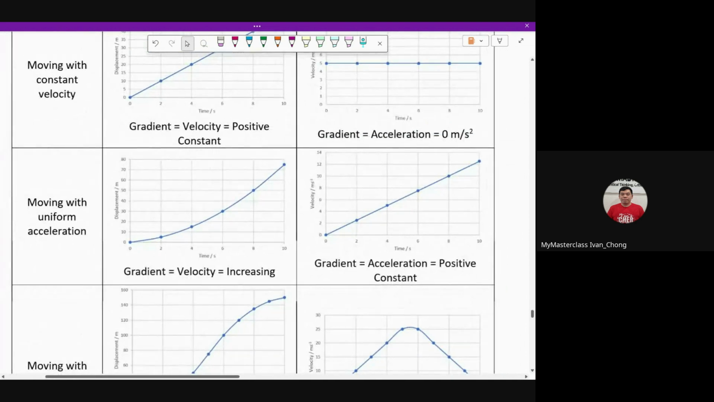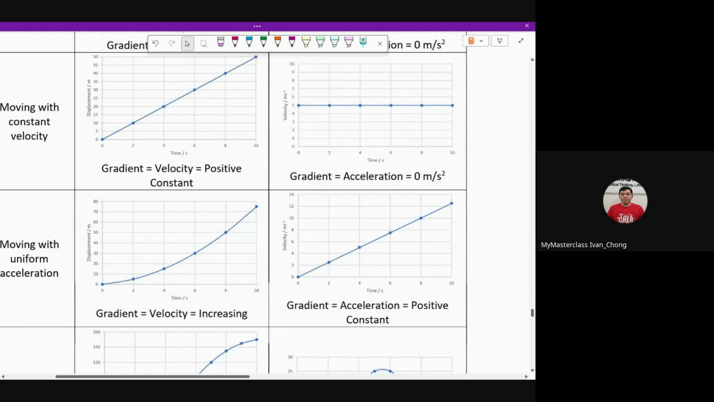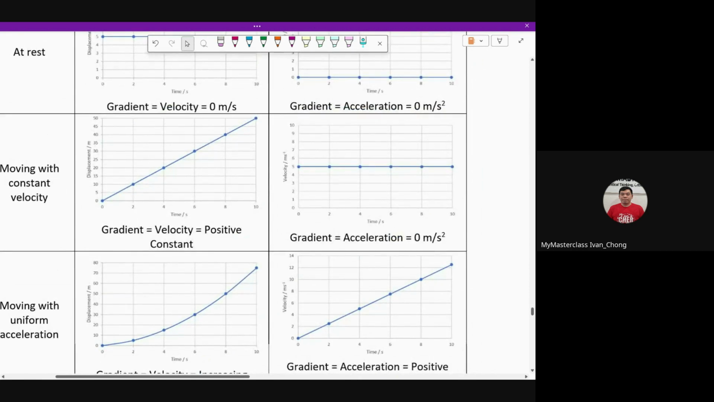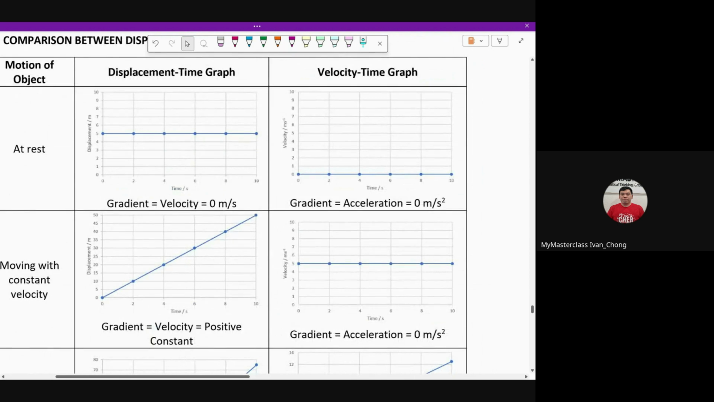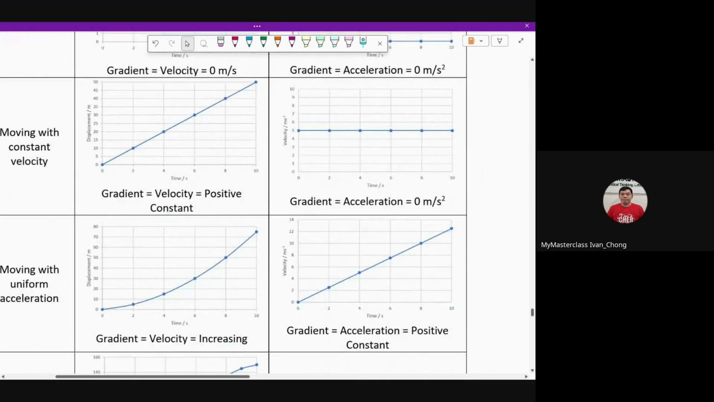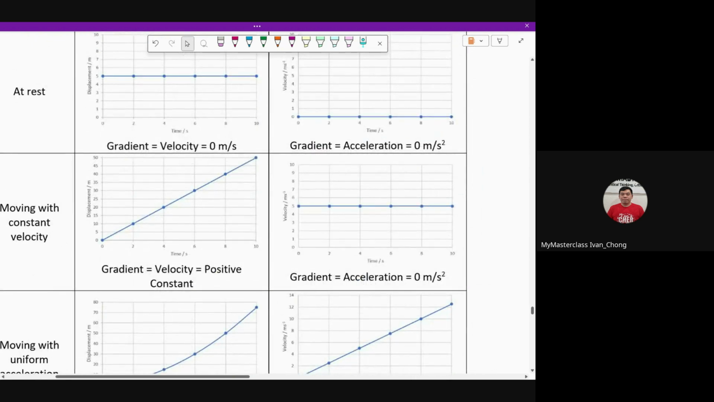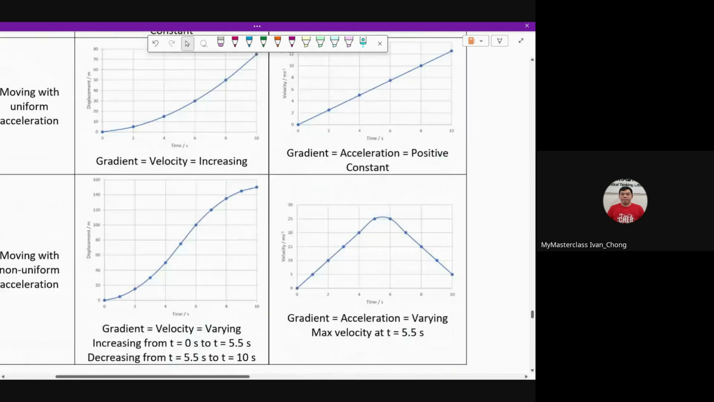Then if I have increasing velocity, it just means I have positive acceleration, so a straight line. If you notice, if I have a curve, it becomes a straight line. If I have a straight line, it becomes a horizontal line. A horizontal line just goes to 0. So you can see the downgrade of the relationship: curve to diagonal, diagonal to horizontal, horizontal to 0.